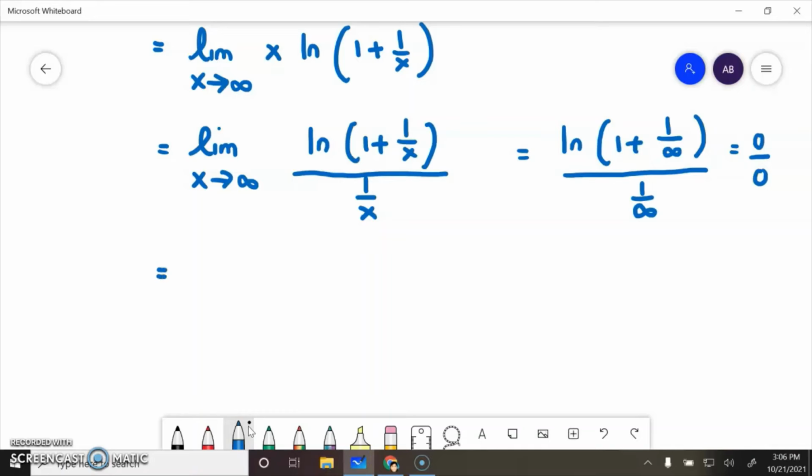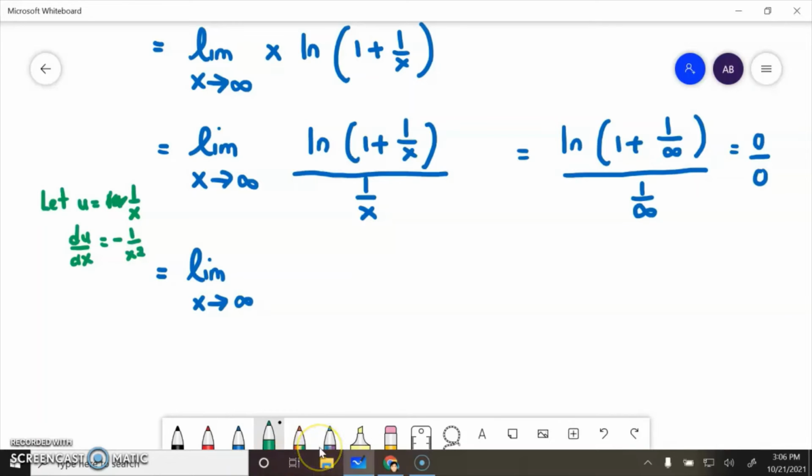So we have to use the chain rule here. Bear with me as I do this. Maybe I'll do it on the side here. Let u equal 1 plus 1 over x. What do you get when you differentiate, du/dx? Negative 1 over x squared. So it'll give you something like that, right?